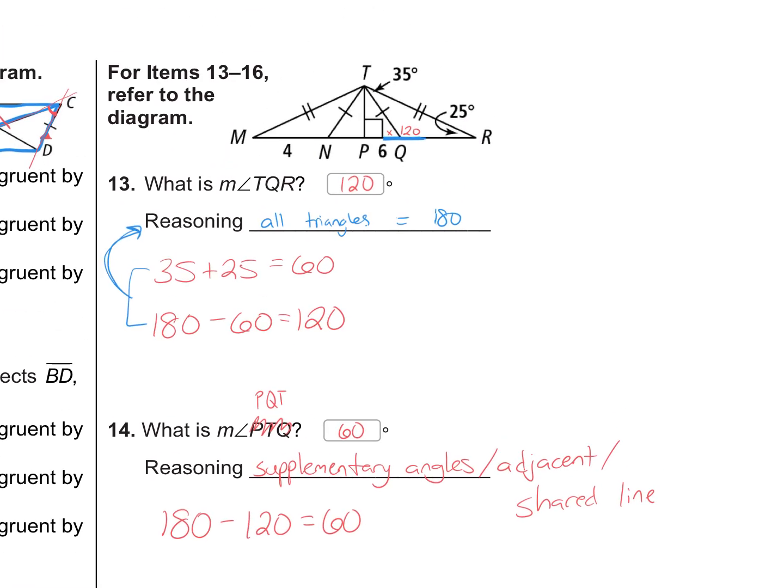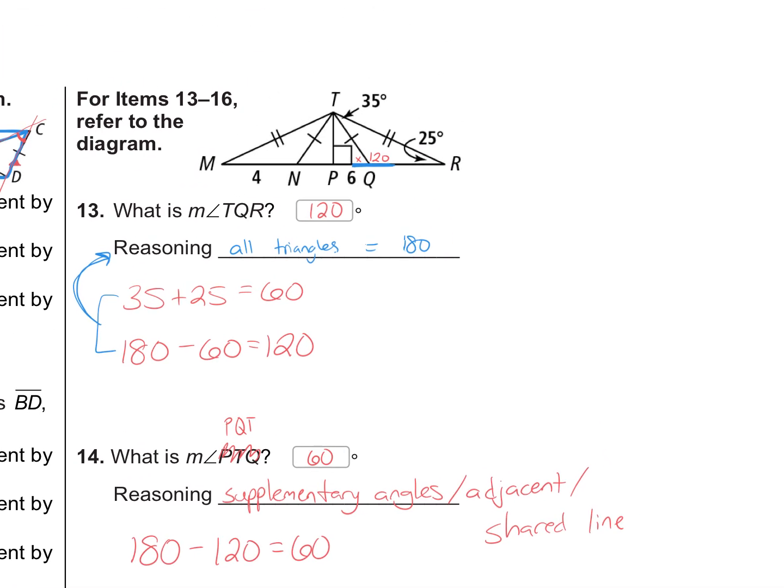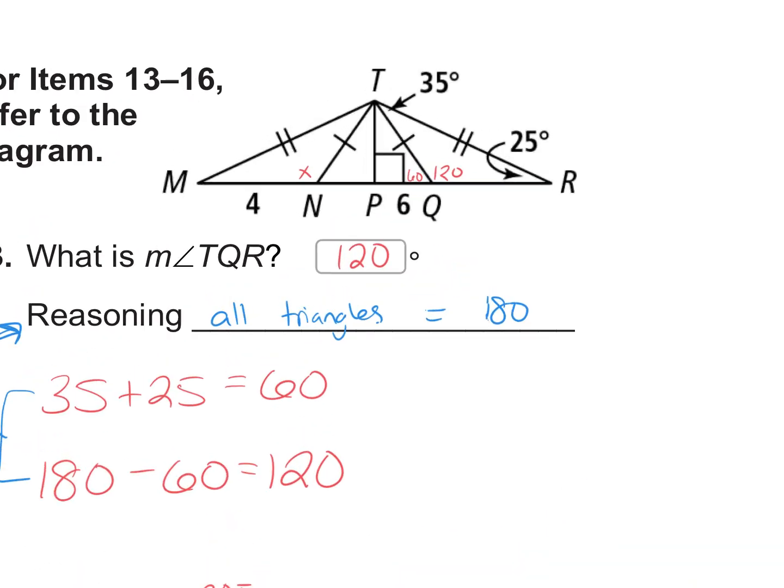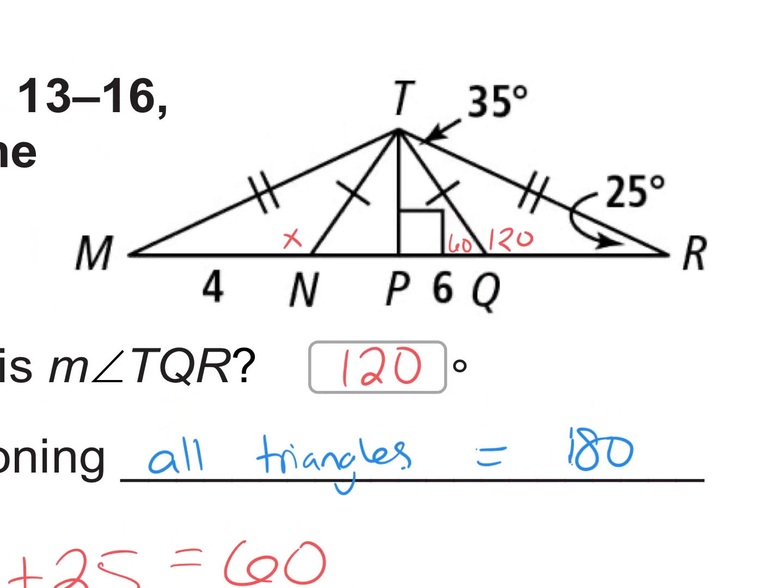Next one, M and T. First, I'm gonna fill in 60. So I have 60 and 120. We want to find M and T. Can we find that directly right now? No. Let's fill in some things. What are some things we can assume in this picture? Like, what's extra information I could fill in based off of the markings they give us?